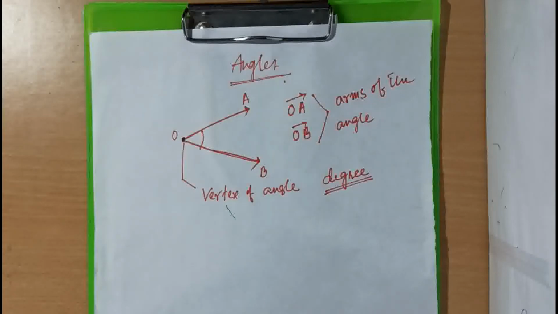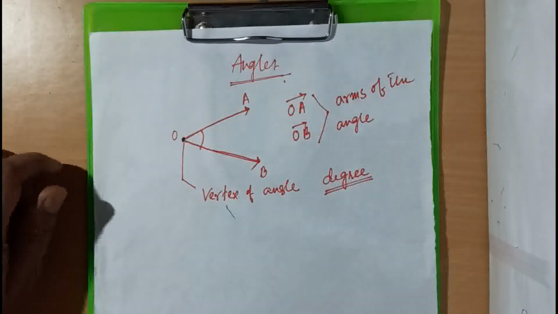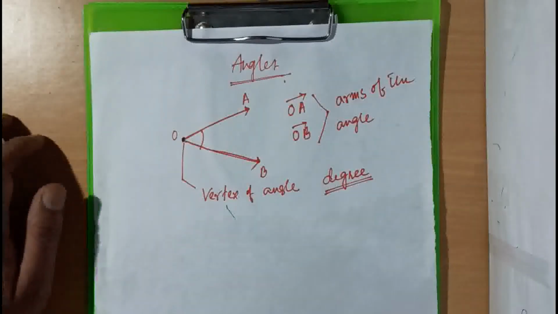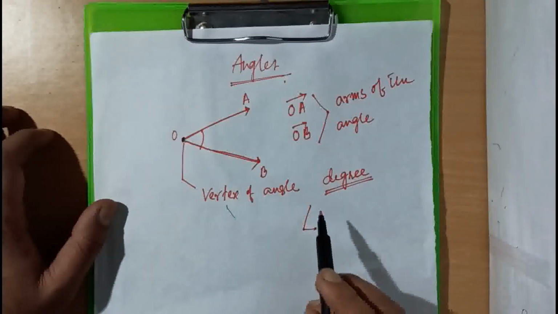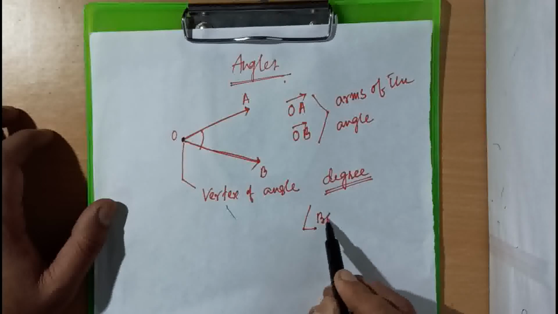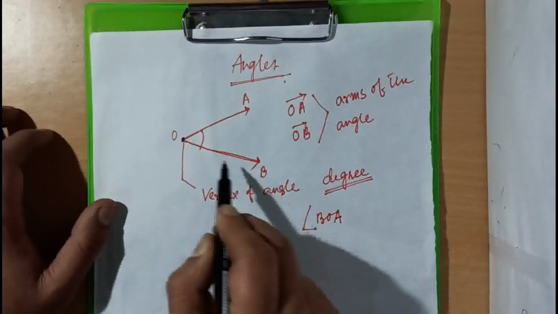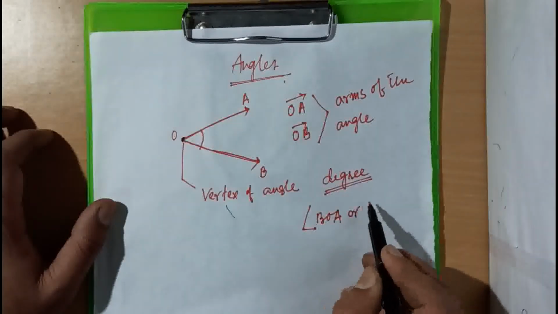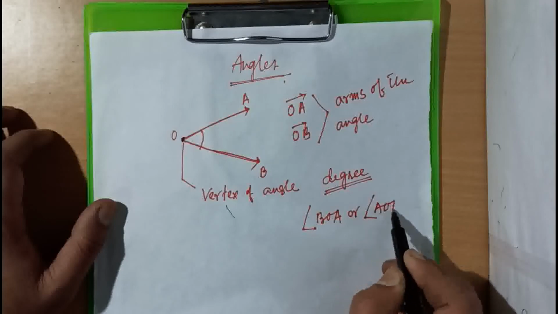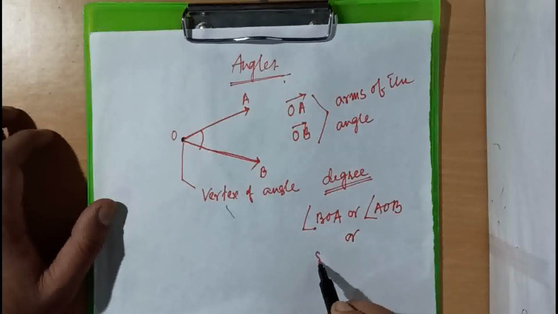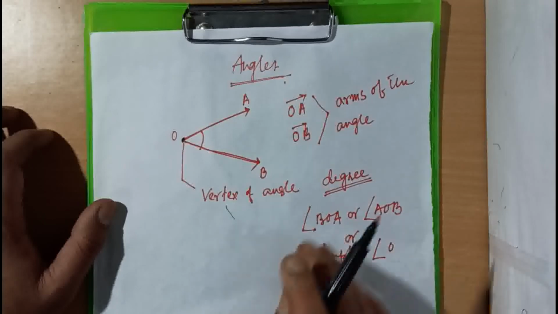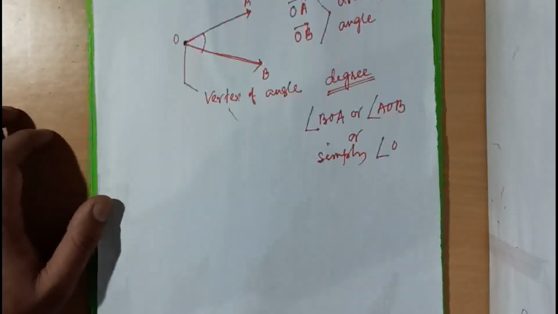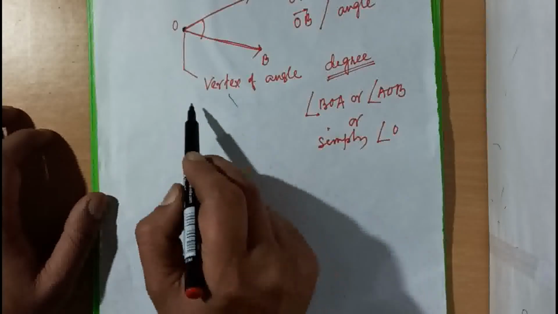So this is about the parts of the angle and the name of the angle. This is the angle sign, angle BOA or angle AOB, or simply we say angle O. So these things you have learned in your earlier classes.